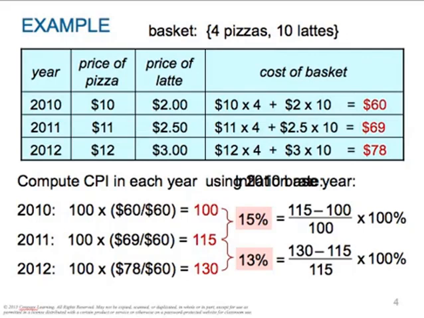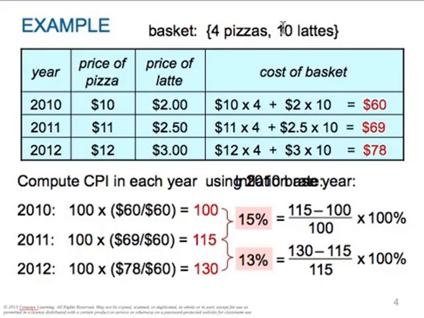Now, let's do an example to help make this a little more apparent, hopefully. We have 3 years, 2010, 2011, 2012. We have two items, pizza and lattes. We have different prices for those years: $10 in 2010, and it went up to $11 in 2011, $12 in 2012. The latte went from $2 to $2.50 to $3. Now, let's assume these are the things you put in your basket. 4 pizzas and 10 lattes make up your basket.